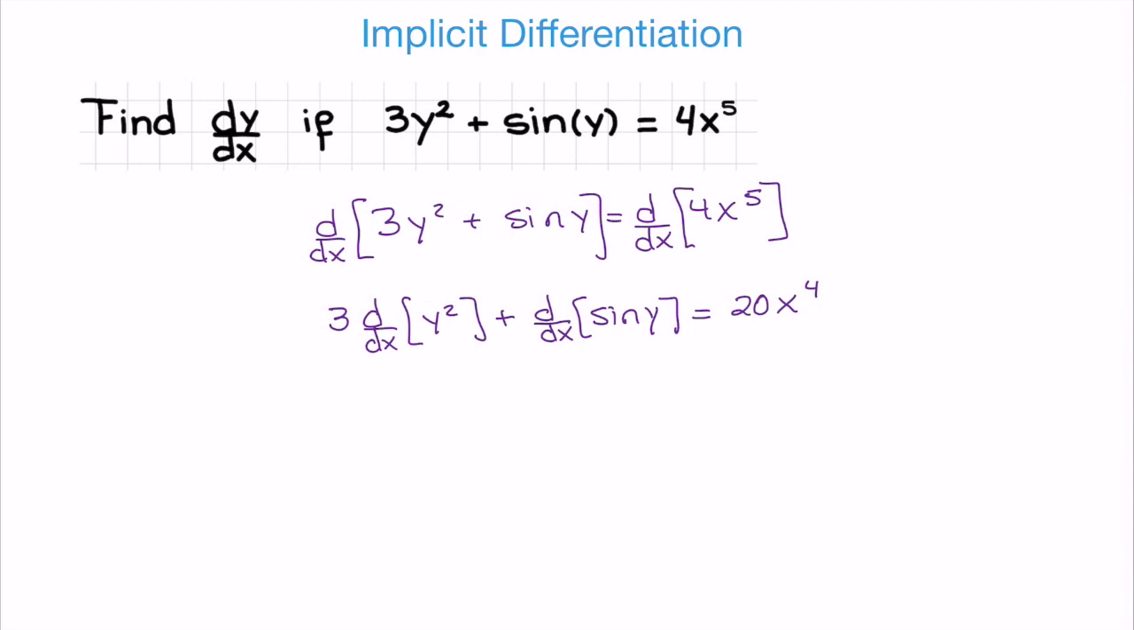Then we differentiate as I did before. Keep the 3, and when you differentiate y squared, y is a function of x, so you do 2y, that's the outer function, and attach dy dx for the derivative of the inner function. So we are always applying the chain rule. Sine y: the outer function is sine, the inner function is y. So the derivative of the sine is the cosine. Keep the y and then attach dy dx, the derivative of the inner function. And that equals 20x to the fourth power.